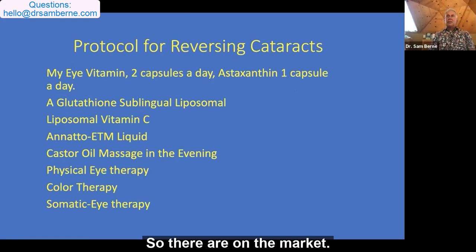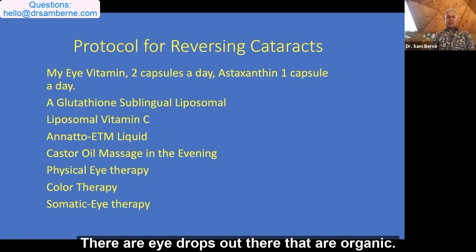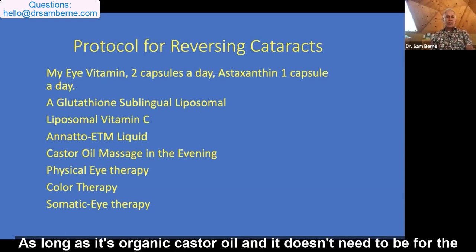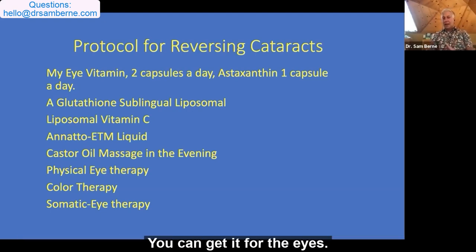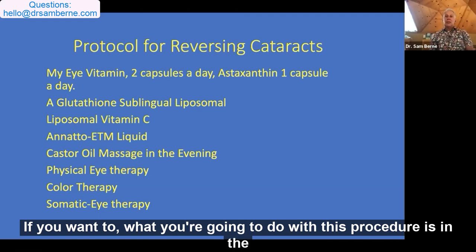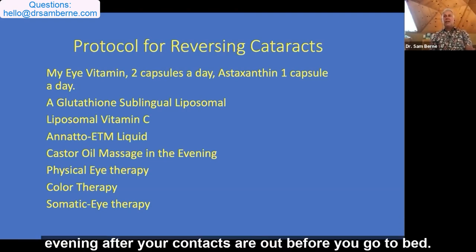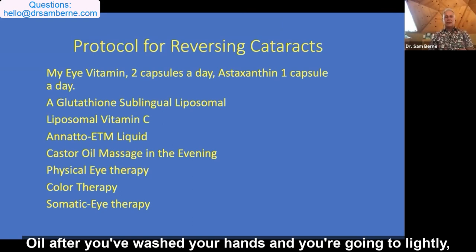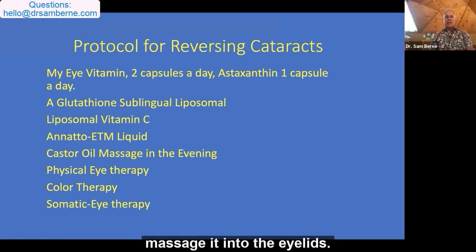So there are, on the market, eye drops out there that are organic, hexane-free. I've seen Amazon sell them. I've seen Walmart sell them, believe it or not. As long as it's organic castor oil, and it doesn't need to be for the eyes. You can get it for the eyes if you want to. And what you're going to do with this procedure is in the evening, after your contacts are out, before you go to bed, you're going to take 1 drop of the castor oil after you've washed your hands, and you're going to lightly massage it into the eyelids.